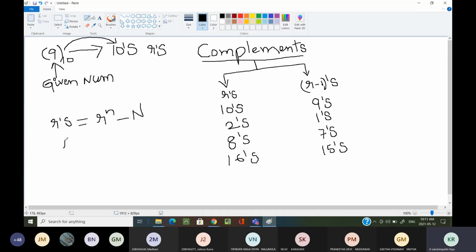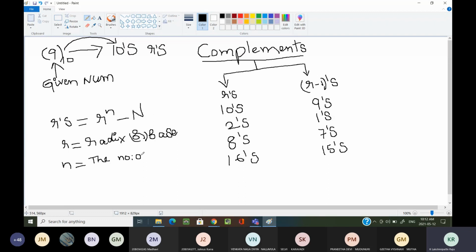Now, what is this R here in this formula? R is nothing but the radix or base. Small n is nothing but the number of digits that are present in the given number.